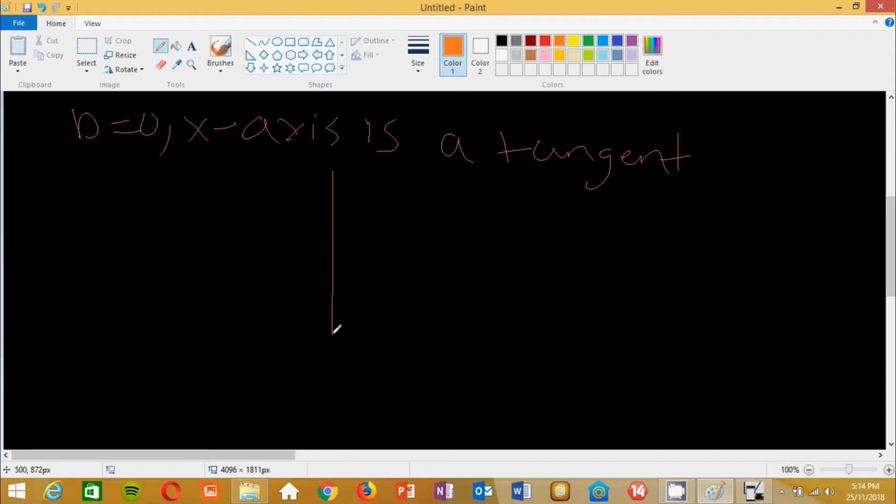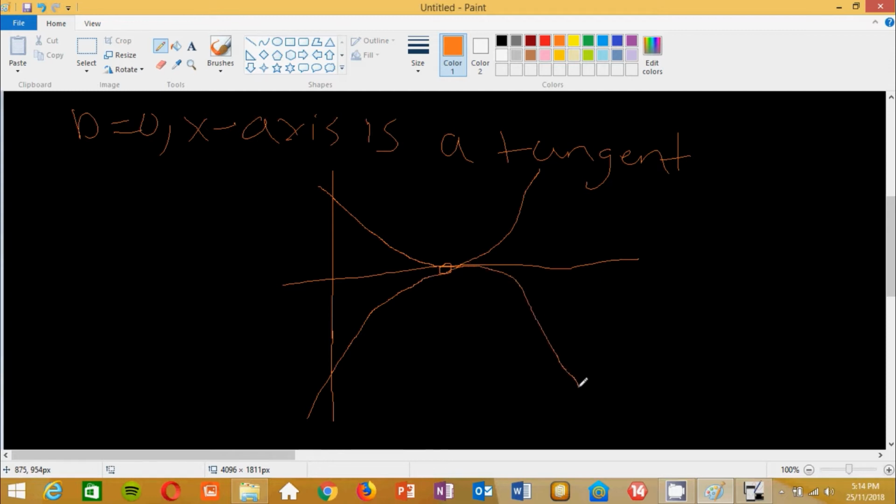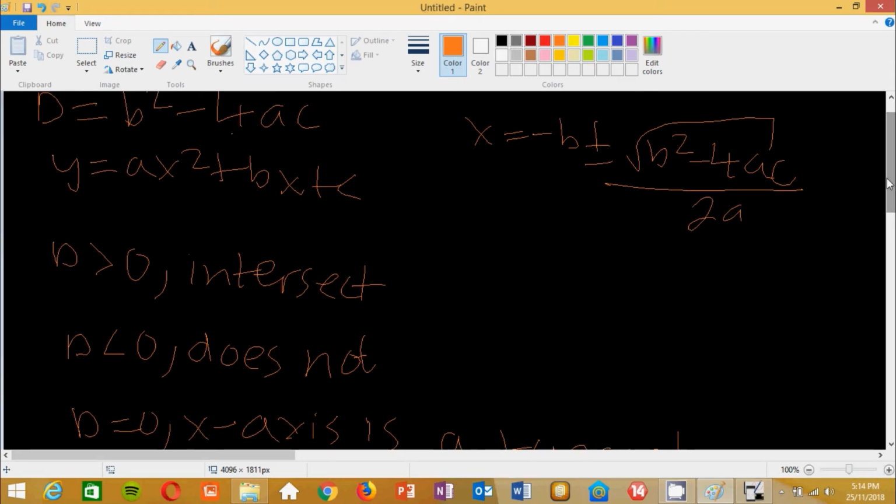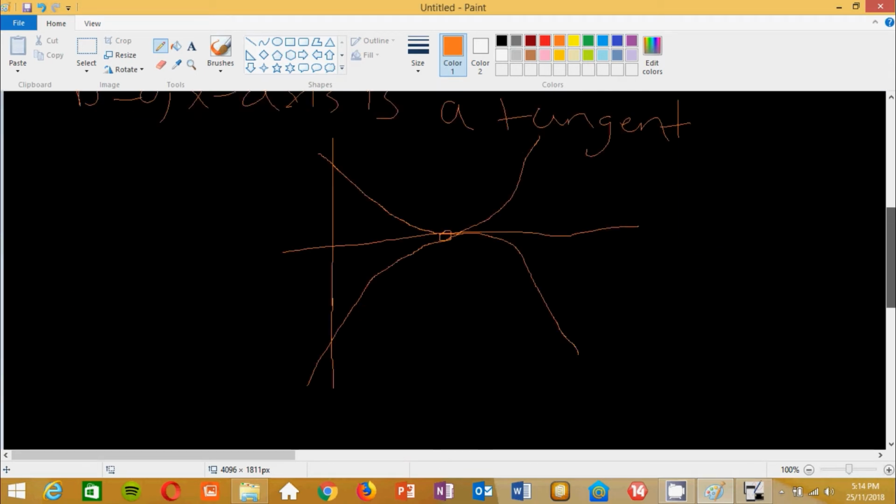What do we mean? Well, if the x-axis is a tangent to the curve, it means that the curve will look something like this. It'll come here and then it'll go up. The curve will only touch the x-axis at a single point. And the same applies if the curve is going the other way around. It will touch at a single point and then it will go down. So these are the three basic rules that you need to know about the discriminant.